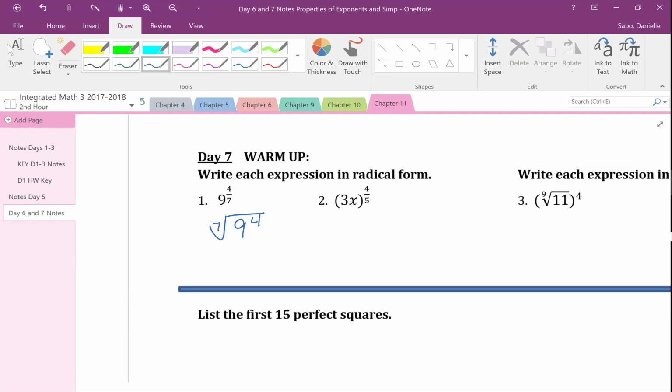Whenever you're talking about the index, you just say the nth root. So the 7th root of 9 to the 4th power. Okay, so try to get that English language down in terms of math. So the 7th root of 9 to the 4th power. But what is 9 to the 4th power? You can check your calculator if you do not know.